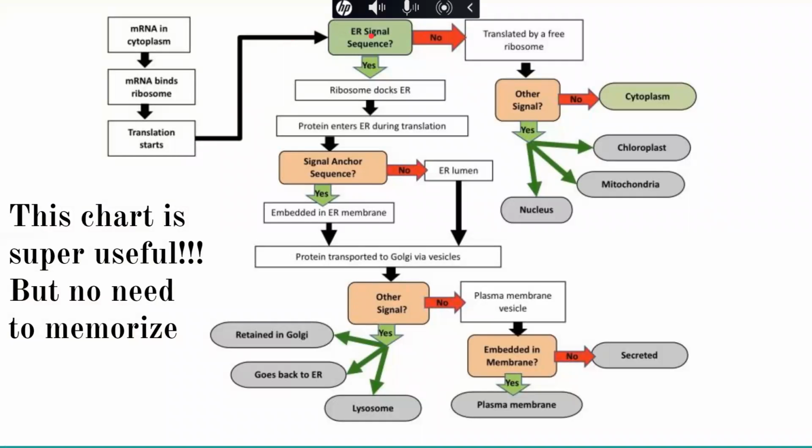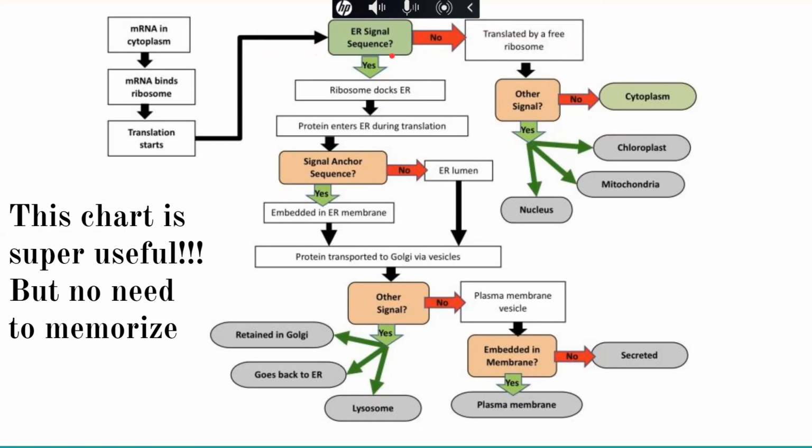Then you have, is there an ER signal sequence? Yes or no. If there is no ER signal sequence, then you end up in the cytoplasm if there's no other signal, and it's translated by a free ribosome, not a ribosome that's docked to the ER, which would be the case if it does have an ER signal sequence. And for the protein, if there's another signal that indicates it needs to go to the nucleus, mitochondria, or chloroplast in plants, it will go there. If not, it'll stay in the cytoplasm.